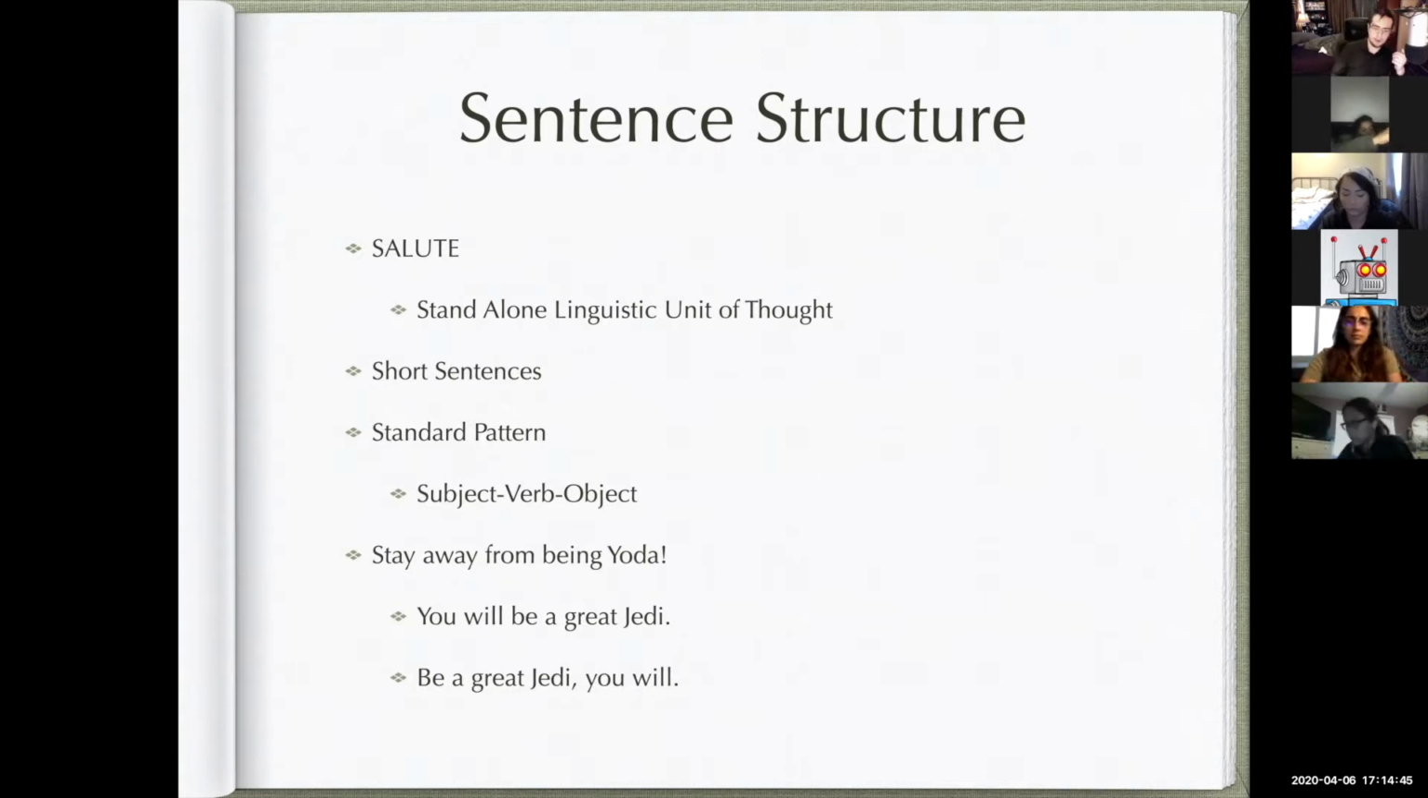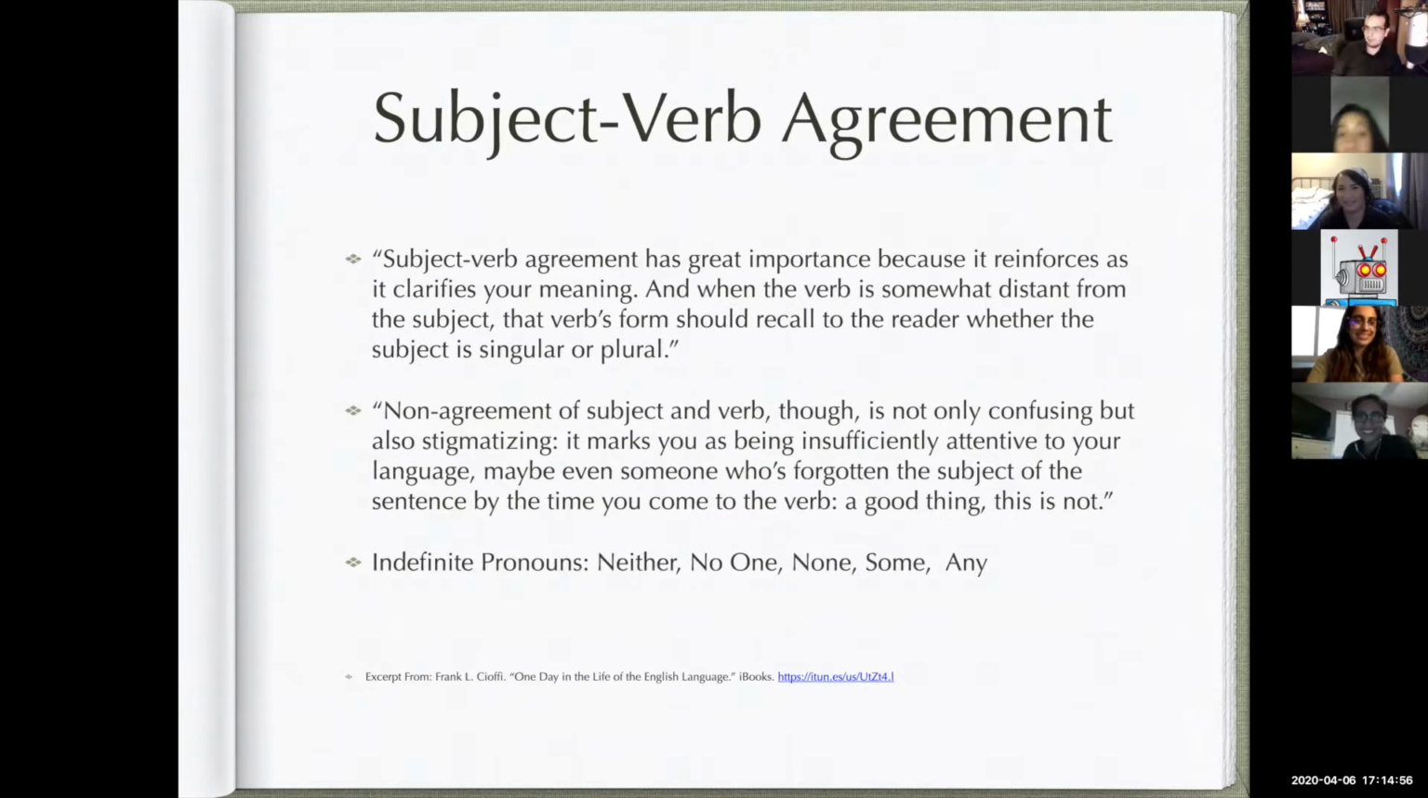Jane kicked the ball. As opposed to, stay away from being Yoda. You will be a great Jedi, not be a great Jedi, you will. He even does voices. Come on. What do you want from me?